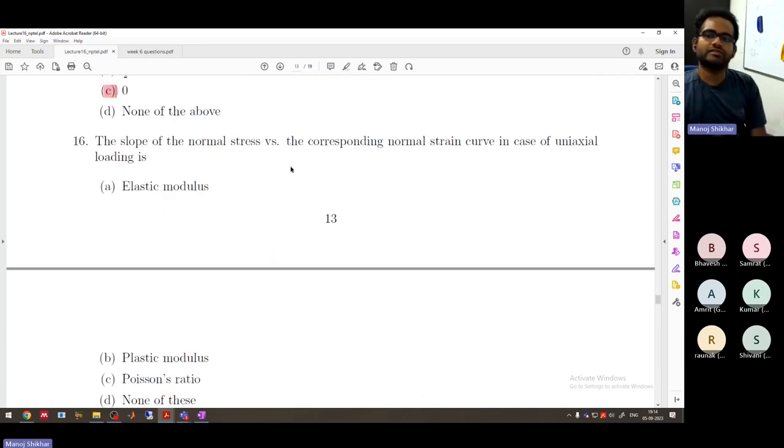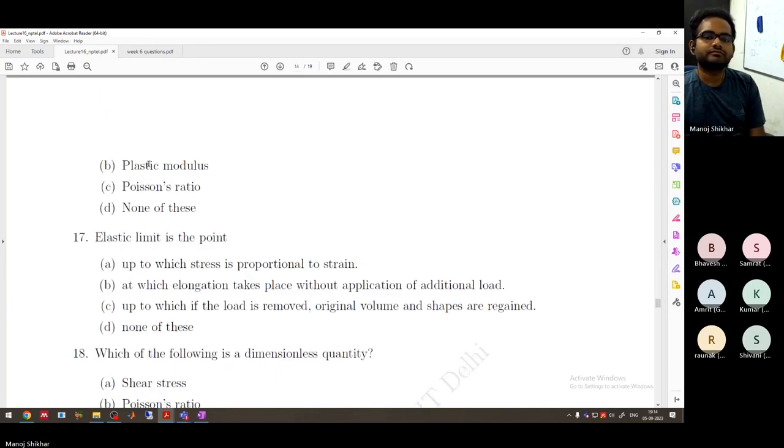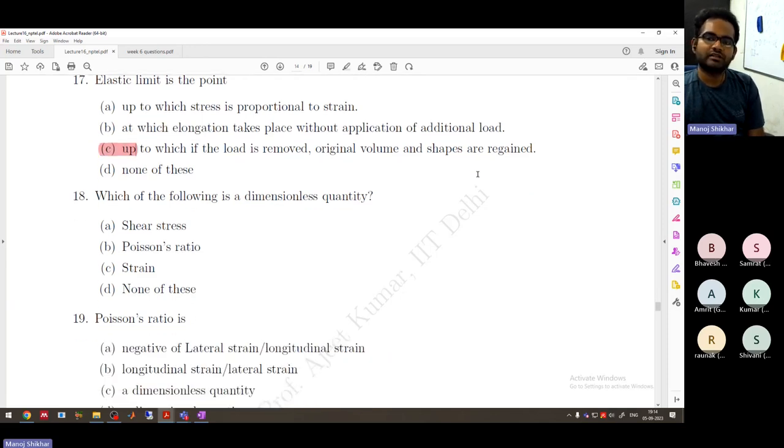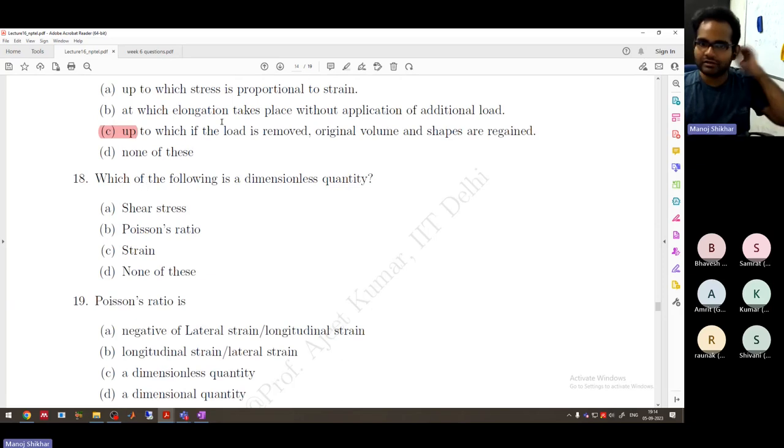The slope of a normal stress versus the corresponding normal strain curve in the case of uniaxial loading is the elastic modulus. Elastic limit is the point up to which, if the load is removed, the original volume and shape are regained. True, because after the elastic limit, you won't be able to regain the volume or shape of the body.